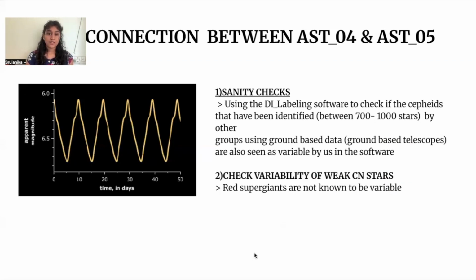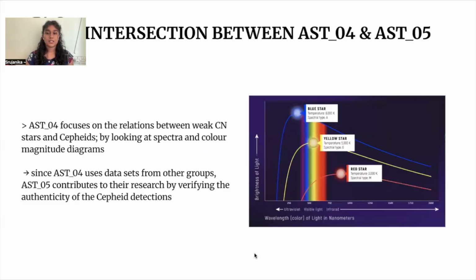One thing to keep in mind, Cepheids have a 4 to 10-day variation period. So if images compared in the difference imaging are taken closer together than this range, we may not be able to provide any significant information about the variability of the star. The second and more direct way in which ASTO5 contributes to ASTO4 is through the check of variability of weak CN stars, since red supergiants are not known to be variable. To sum it up, ASTO4 focuses on the relation between weak CN stars and Cepheids by looking at spectra and color magnitude diagrams. Since ASTO4 uses datasets from other groups, ASTO5 contributes to the research by verifying the authenticity of these Cepheid detections.